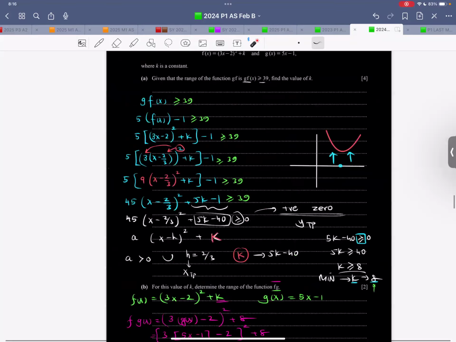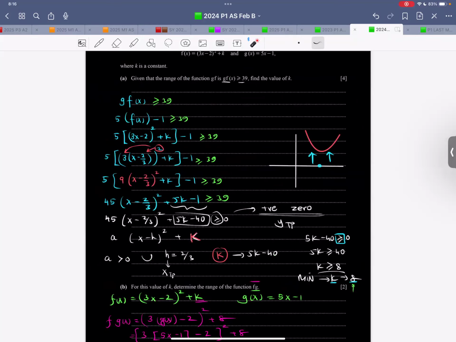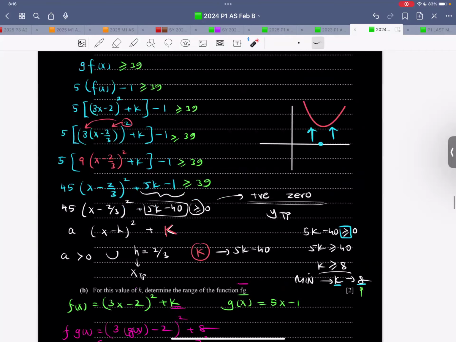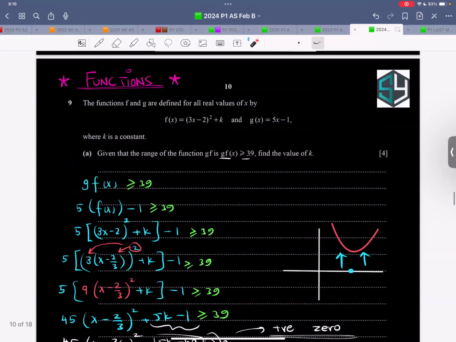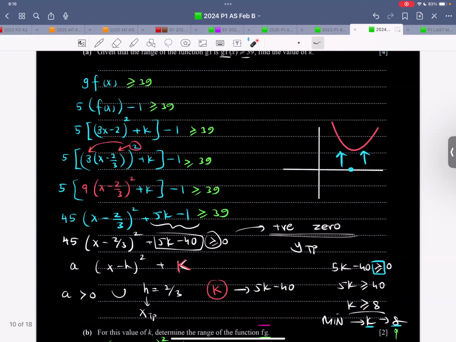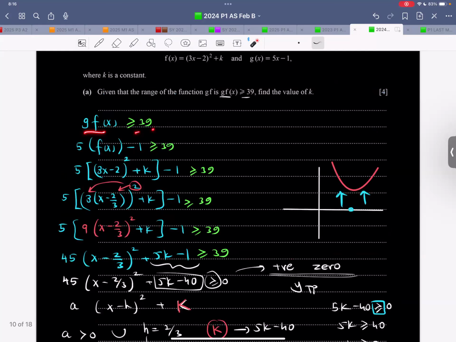Now it says, find the value of k. That means this a is positive, h is 2/3, and this k, 5 minus k, should be greater than or equal to 0 because it is above the x-axis. So now over here, this whole thing is greater than 39. That means this whole thing is positive.